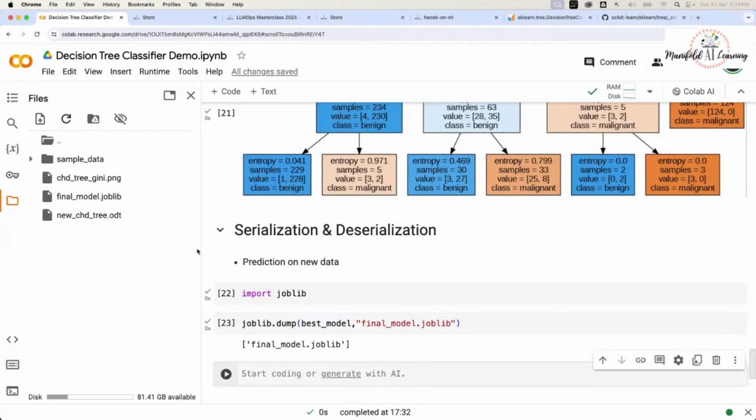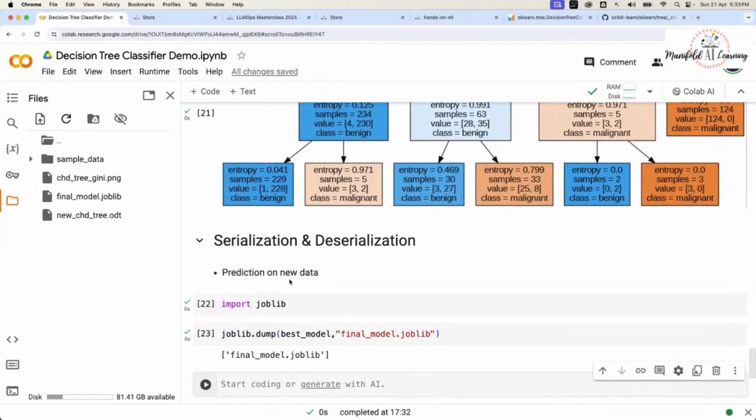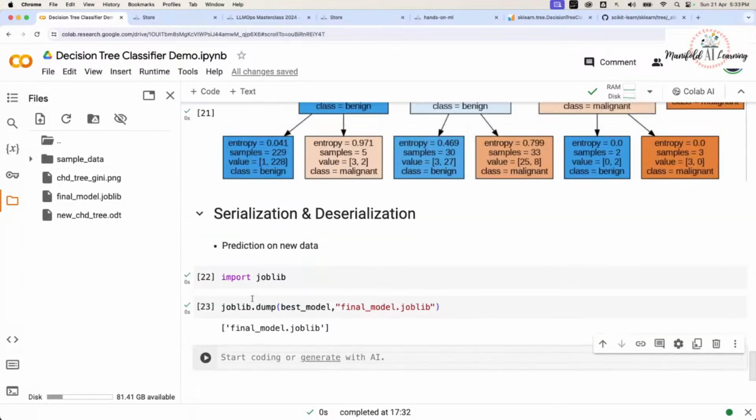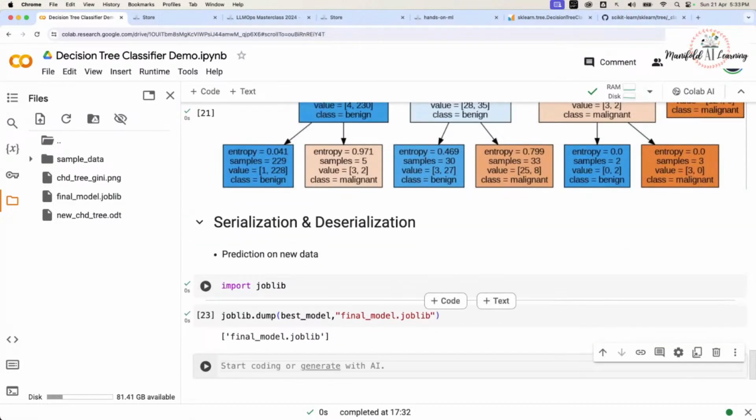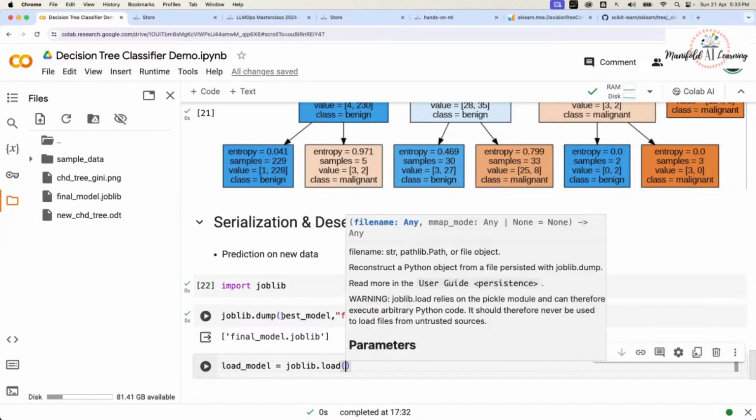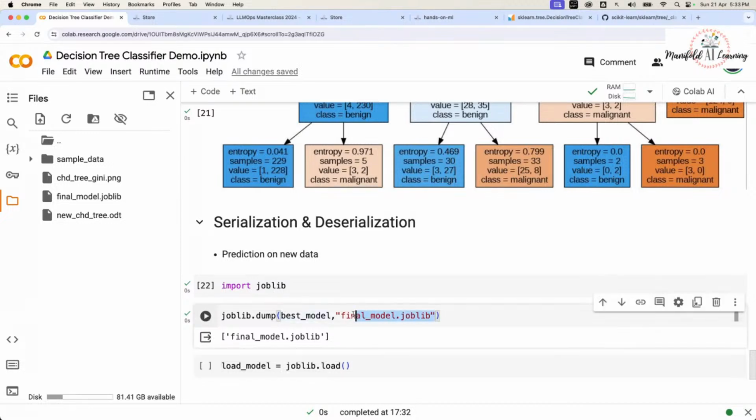Now, since I have serialized the model, if I'm writing any code and I want to load the saved model, I can say load model, like I'll just show you with an example. If I want to perform the deserialization, I can simply say joblib.load and mention the file name. In this way, I can load the saved model file.